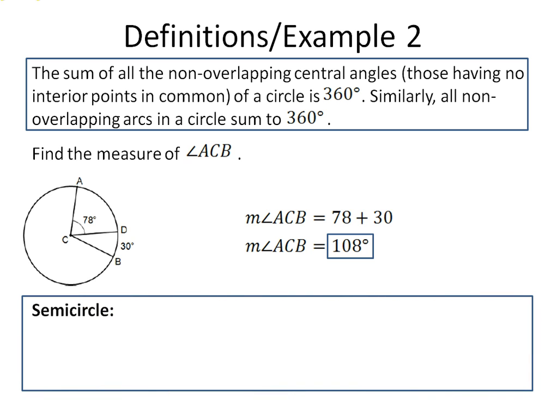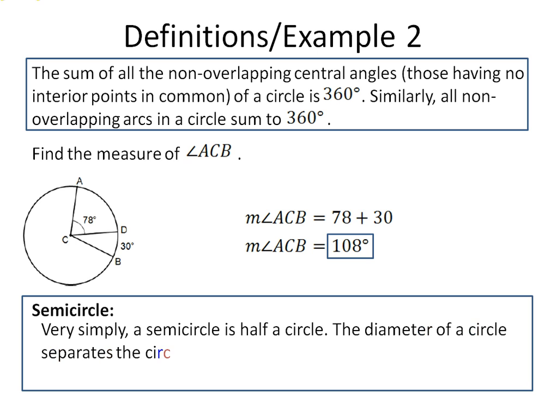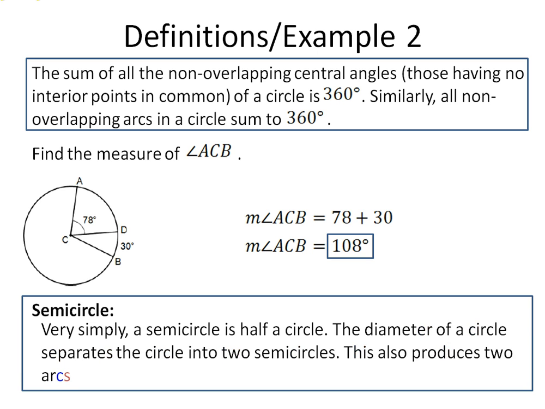All right, a semicircle. It's simply half a circle. The diameter of a circle will separate the circle into two semicircles, and this also produces two arcs of 180 degrees each, neither of which are either major or minor. This is kind of like the number 0. It's neither positive or negative. So the 180 is kind of a neutral point.